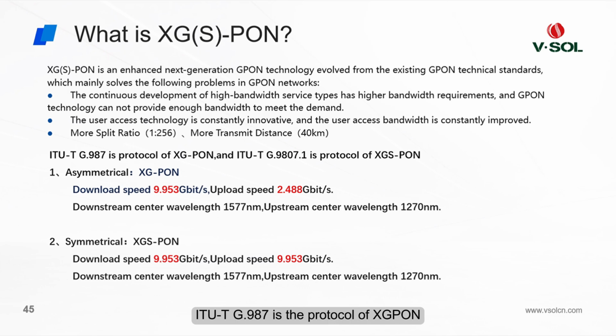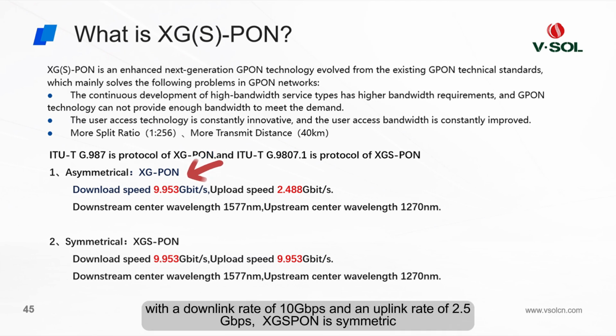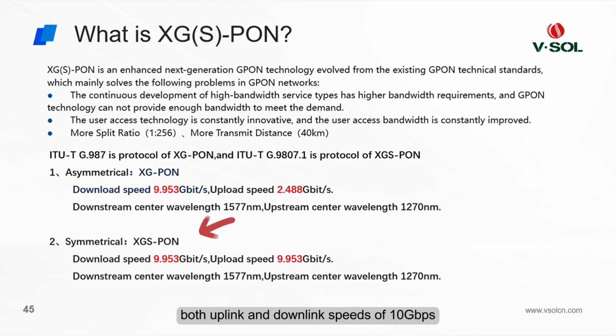ITU-T G.987 is the protocol of XGPON, while ITU-T G.9807.1 is the protocol of XGS-PON. XGPON is asymmetric, with a downlink rate of 10 Gbps and an uplink rate of 2.5 Gbps. XGS-PON is symmetric, with both uplink and downlink speeds of 10 Gbps.